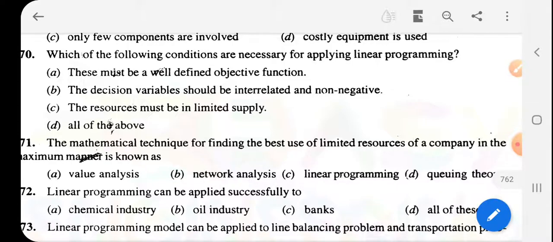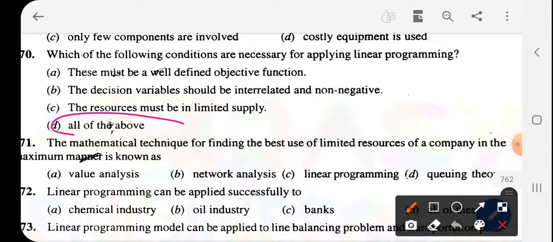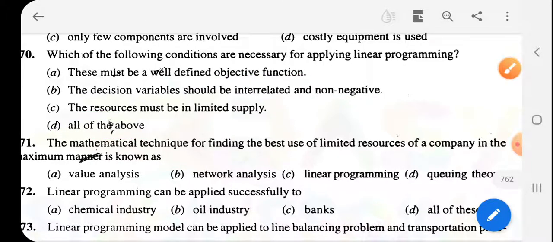Which of the following conditions are necessary for applying linear programming? D, all of the above. So what is this about linear programming? There must be a well defined objective function. The decision variables should be interrelated and non-negative. And resources must be of limited supply. That is the correct statement, D.